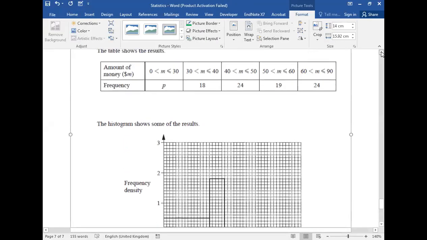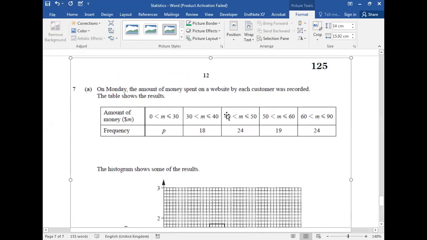This is page 125 from the booklet. And now first have a look at the data. Forget about the question, but just understand the data. If someone presents you with this data, what is the first class width? So what is the data in this question? Amount of money spent on a website. Say, how many people are spending?